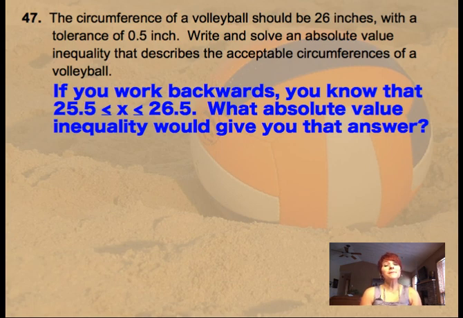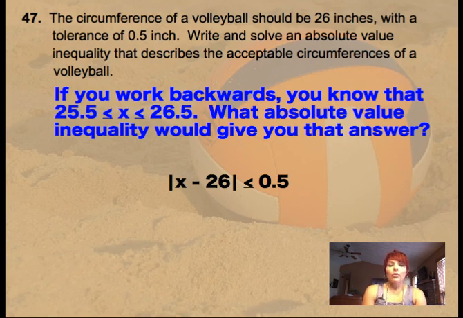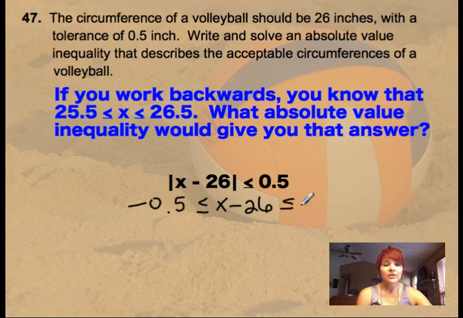Then you think to yourself, what absolute value inequality would give you that answer? And again, I have to work this one backwards. The absolute value inequality would be the absolute value of x minus 26 is less than or equal to 1/2. And I know that because if I were to work this out, think back to the problems we just finished. I would rewrite this as negative 0.5 less than or equal to x minus 26 less than or equal to 0.5.